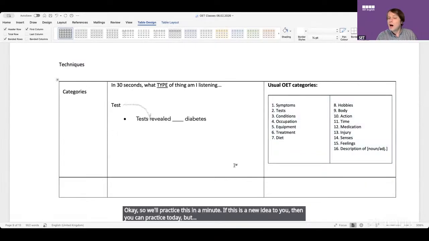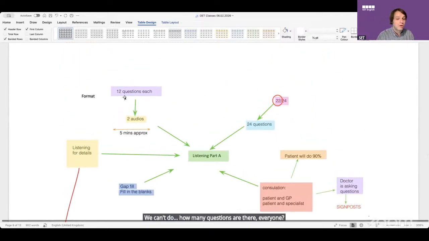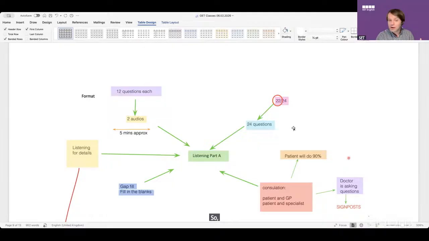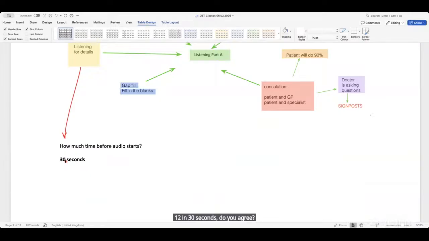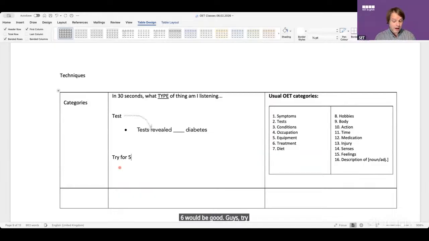But we can't do, how many questions are there, everyone? 12. 12 and 12. So, I can't do 12 in 30 seconds. Do you agree? How many can we do? Six maybe. Six would be good. Try for 5 or 6. Sometimes it's just really easy. You can do it really fast.